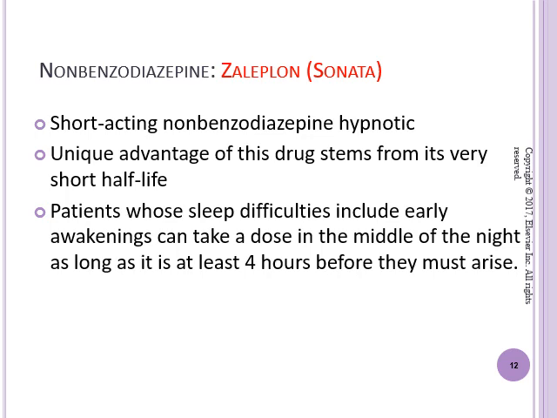Zaleplon or Sonata is a short-acting non-benzodiazepine hypnotic. It has a unique advantage. It stems from its very short half-life. Patients whose sleep difficulties include early awakenings can take a dose in the middle of the night as long as it's at least 4 hours before they must arise.